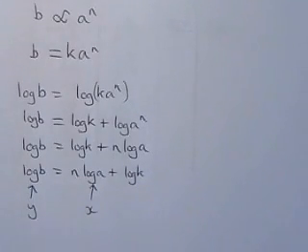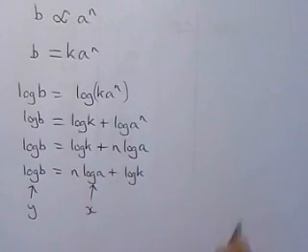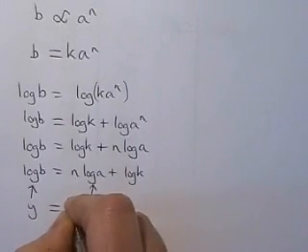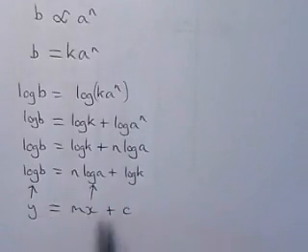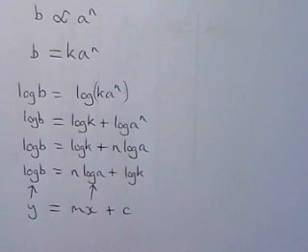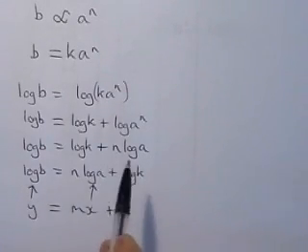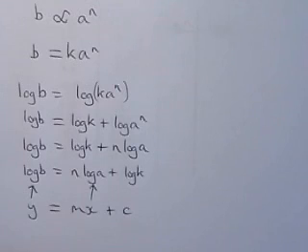And then we'll look at what else we've got. Well, the x values, log a, is multiplied by a number, n, a constant. And we think about what the equation for a straight line is. y equals mx plus c. So comparing the y equals mx plus c equation with the log b equals n log a plus log k, what that tells us is that this will give a straight line. And the straight line would have a gradient of n and an intercept of log k. So a graph of log b against log a will be a straight line.